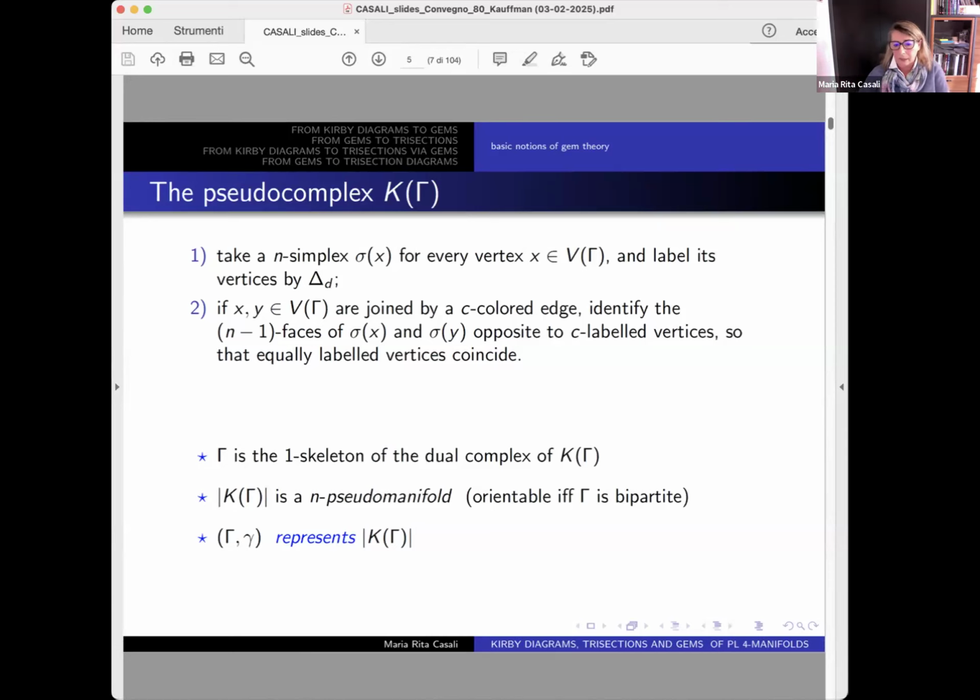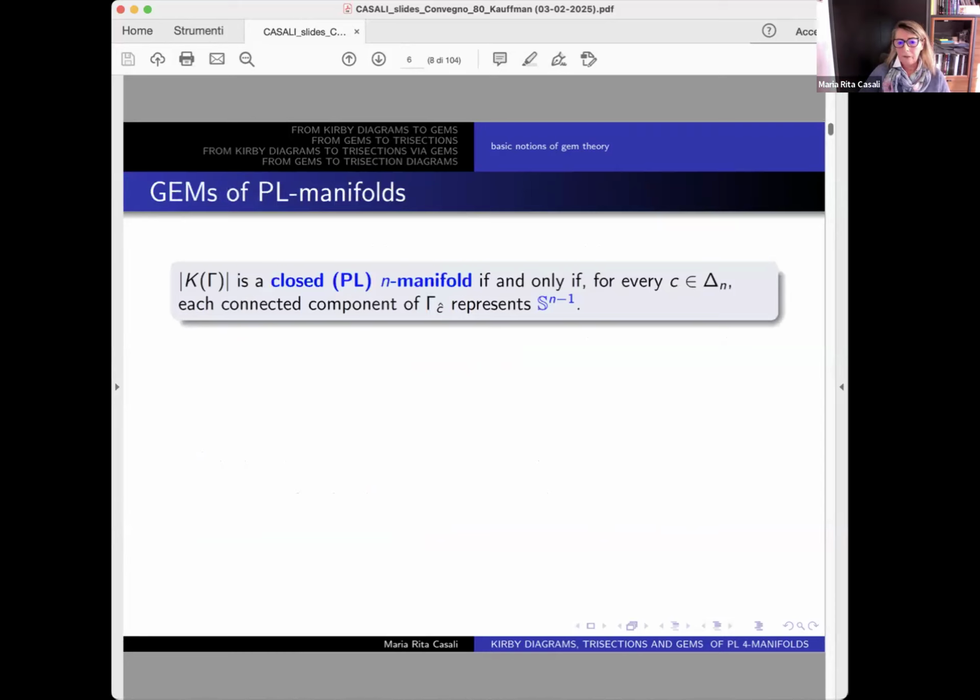The associated space in general is an n-pseudomanifold, which is orientable if and only if the graph is bipartite, and the graph is said to represent it. Moreover, it is not difficult to prove that the associated space turns out to be a closed PL manifold if and only if, for every color c, each connected component of the graph obtained by deleting all c-colored edges represents the (n-1)-sphere.